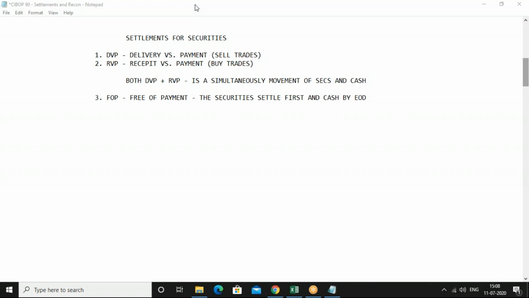Okay, and free of payment is the security settles first. Okay, and cash by end of day. So, short selling and intraday. Short selling is where you sell the security and you buy it back, and your net obligation to the clearinghouse is zero. But here, what I'm saying is that I deliver the shares to you in the morning, but you are going to pay me the cash for it by end of day.